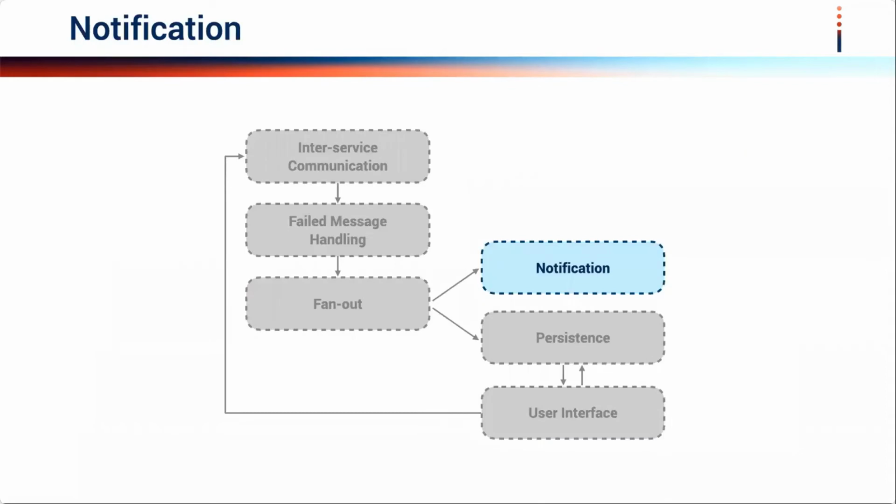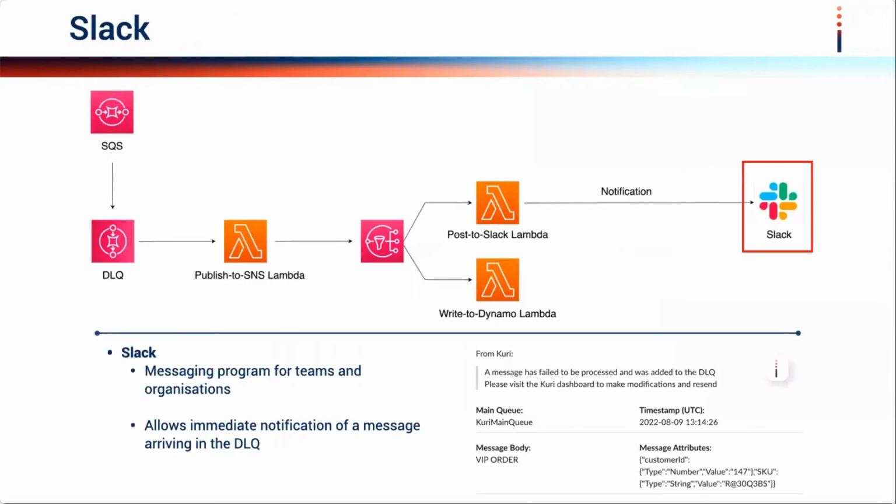The next component, notification, is one of two branches from the fanout component. This component consists of Slack, which allows dead letter message notifications to be directly sent to the user right away. Most of us are familiar with Slack, but for those who are not, Slack is a messaging program for teams and organizations to communicate on.